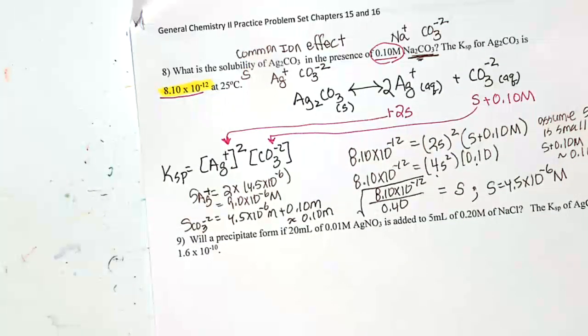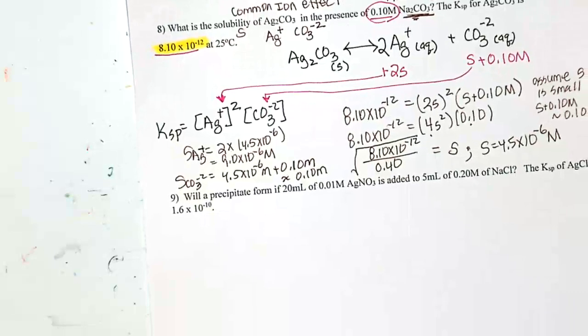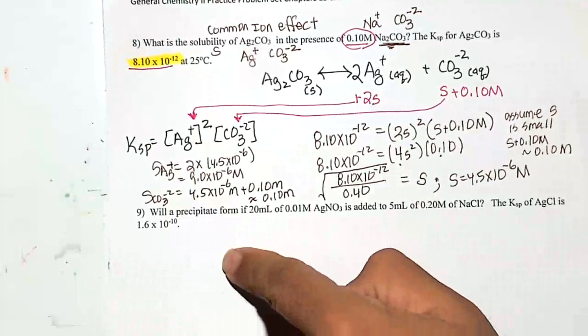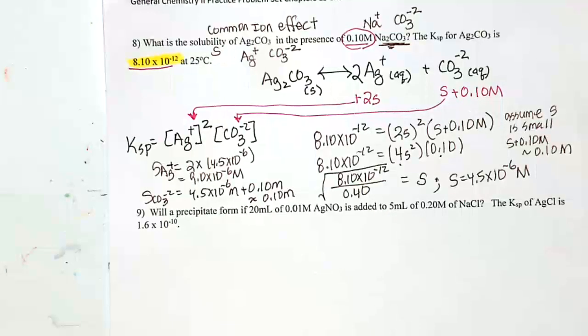Right, so that is a majority of the review for this exam. We have one more problem: will the precipitate form? This is where we'll use the Q rule, but we'll do that on Friday, and then we'll continue to work on chapter 17.